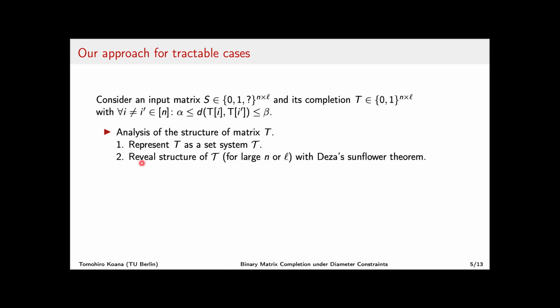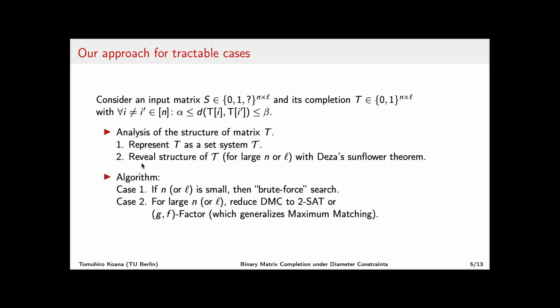So with this structure at hand, we can develop an algorithm. First, when either n or L is small, then we can basically solve the problem by brute force search. And when n or L is large, then we can reduce DMC to either 2-SAT or GF factor. Here the GF factor is some generalization of maximum matching, which can be solved in polynomial time.